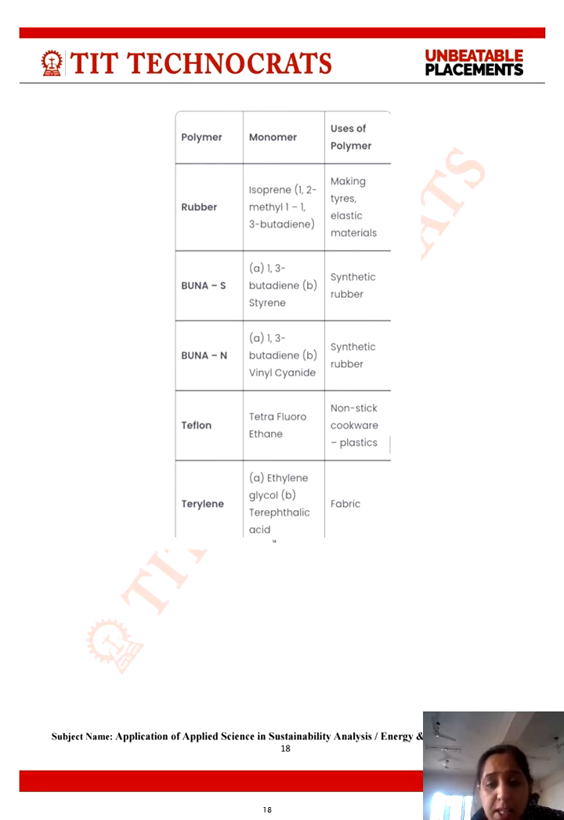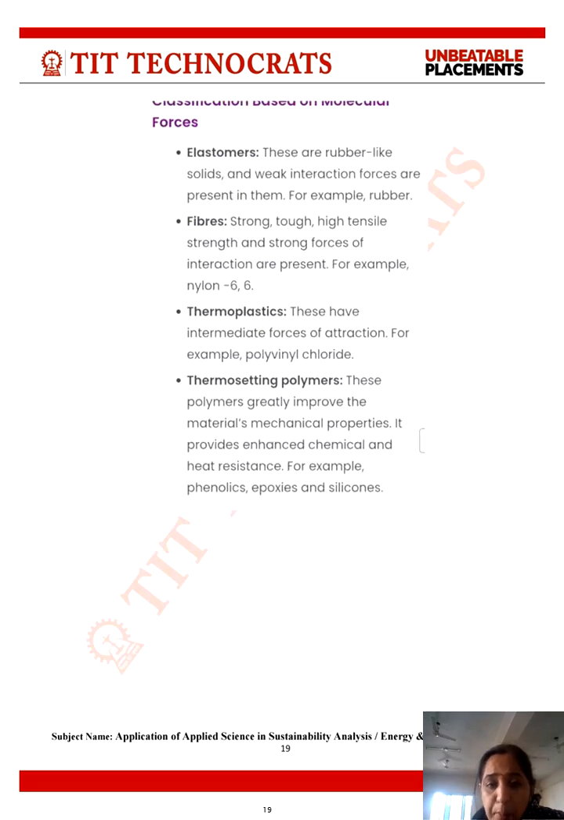Then the next polymer is Teflon. Next is terylene. This terylene is a fabric, and in the same way you have heard about polyester also, and Teflon also. So these are the polymers.